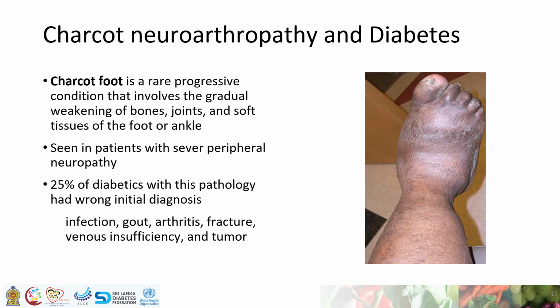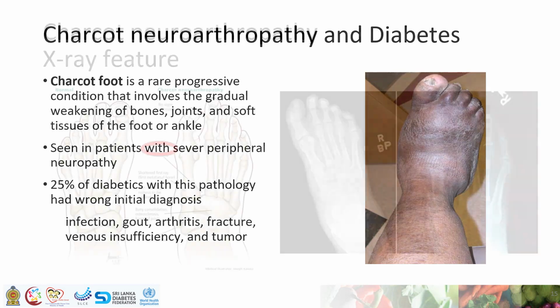Charcot foot is a rare progressive condition that involves the gradual weakening of bones, joints, and soft tissues of the foot or ankle. It is seen in patients with severe peripheral neuropathy. 25% of diabetics with this pathology had wrong initial diagnosis: infection, gout, arthritis, fracture, venous insufficiency, and tumors.